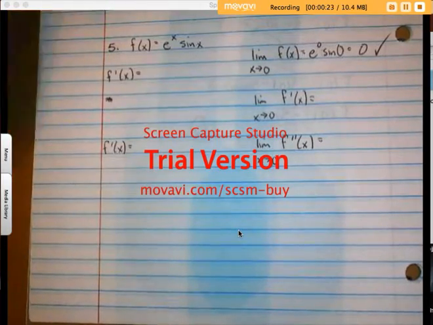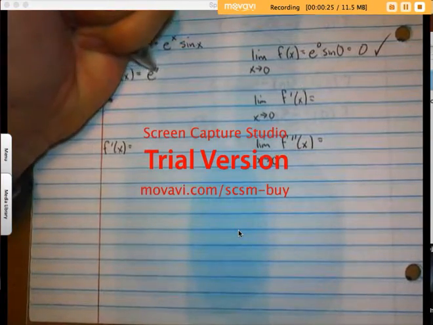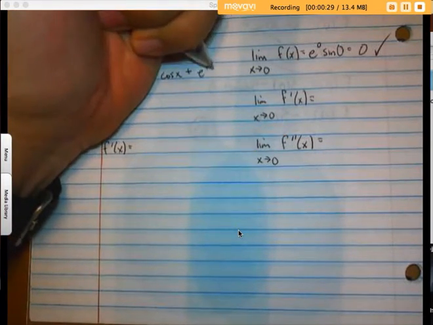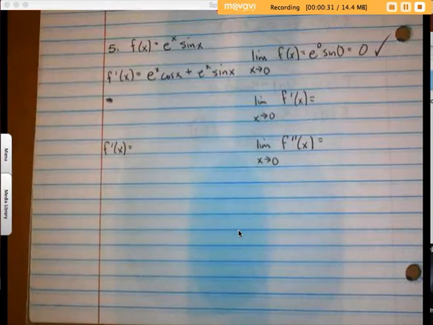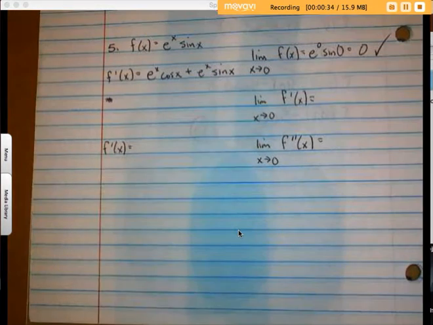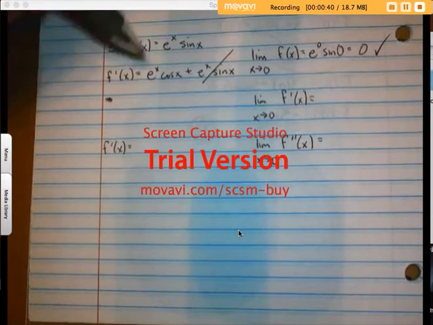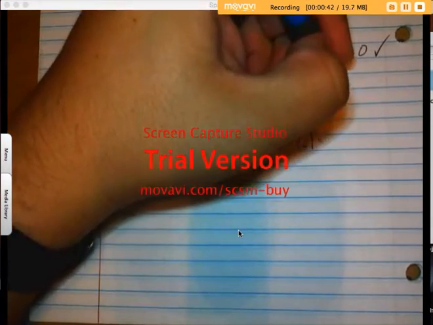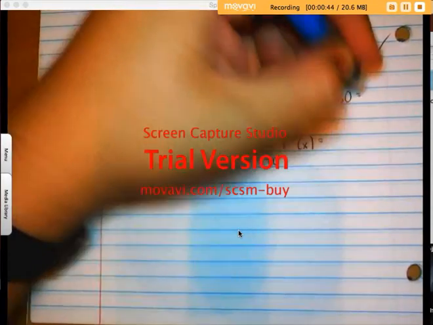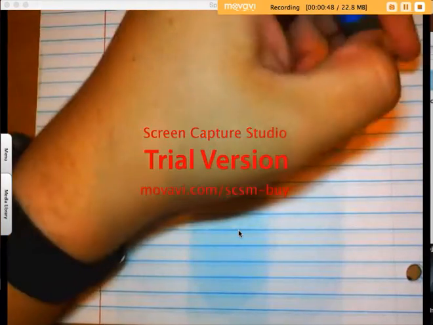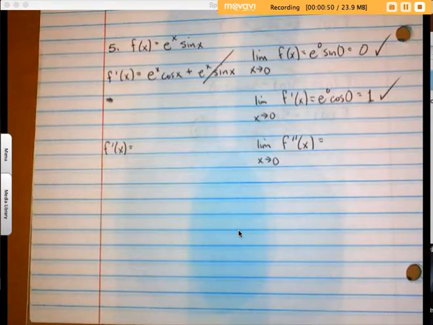What's the derivative? This is the product rule. e to the x cosine x plus e to the x sine x. You can check my work against the rule, but if I plug in 0, well, I already know this part's 0 from above, so I'll plug it into here. e to the 0 cosine of 0, well, that's going to be 1. So that statement's true. Whew, good.